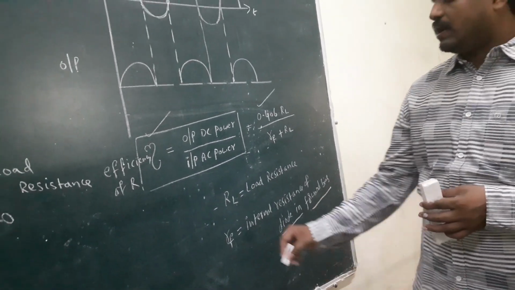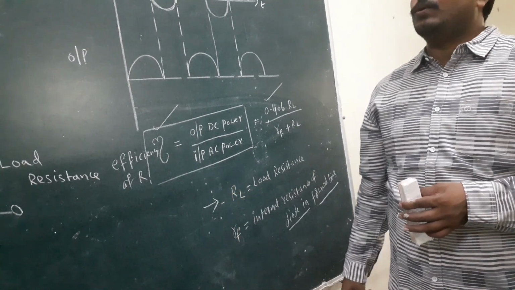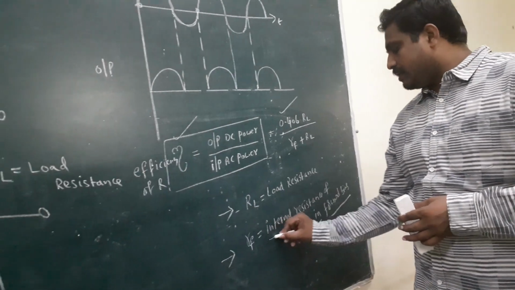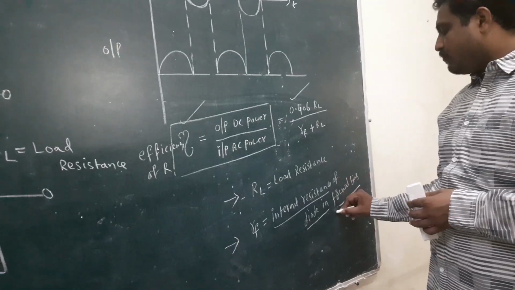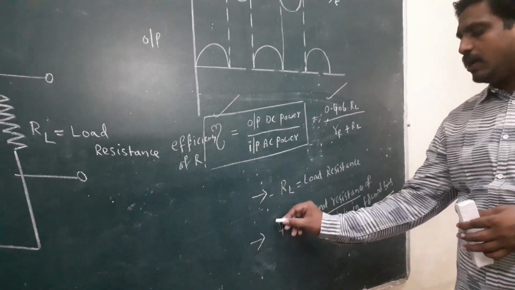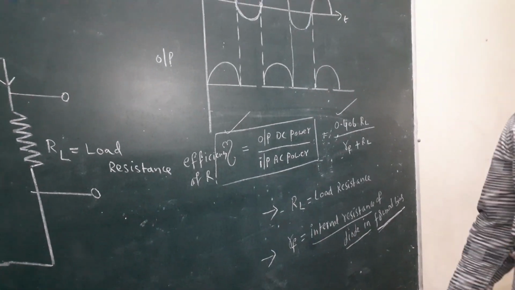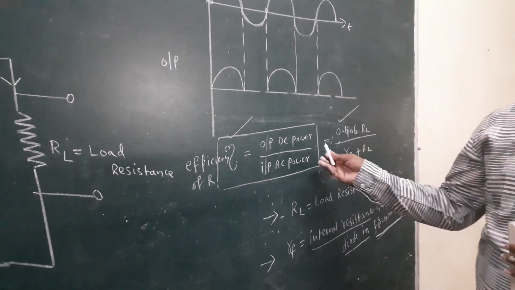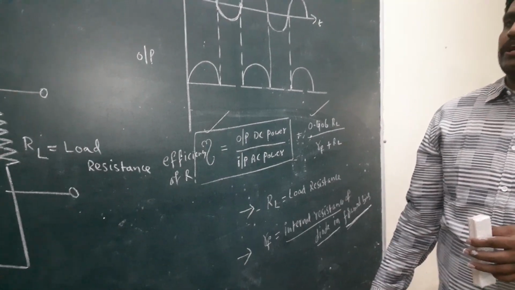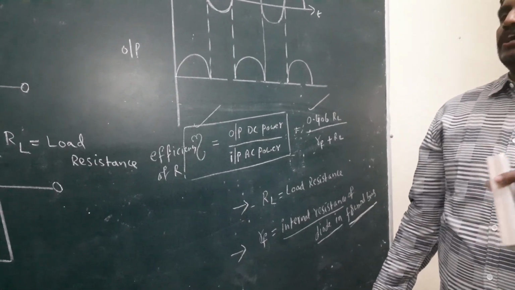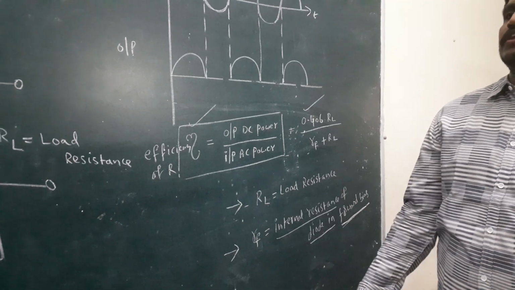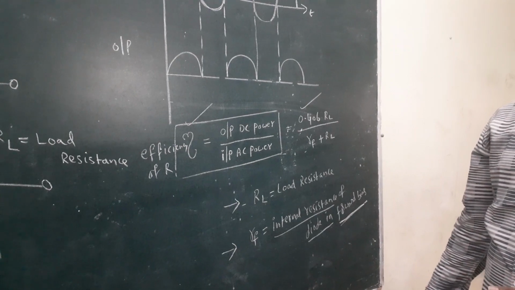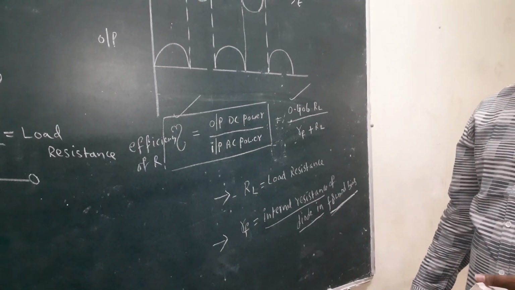What is RL? RL is nothing but the load resistance. What is RF? RF is the internal resistance of the diode in what bias? Forward bias. Small r indicates the internal resistance of the diode, and F indicates forward bias. Because in the reverse bias, current is produced only by minority charge carriers, which means very little current. So in reverse bias the diode does not allow or conduct the current.